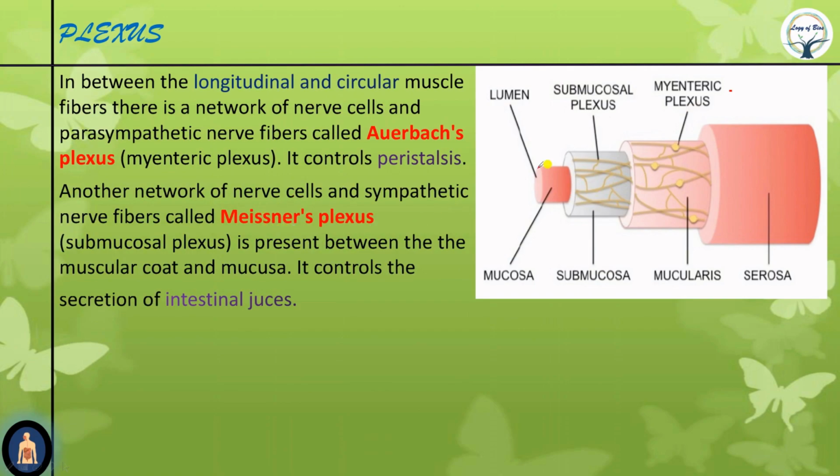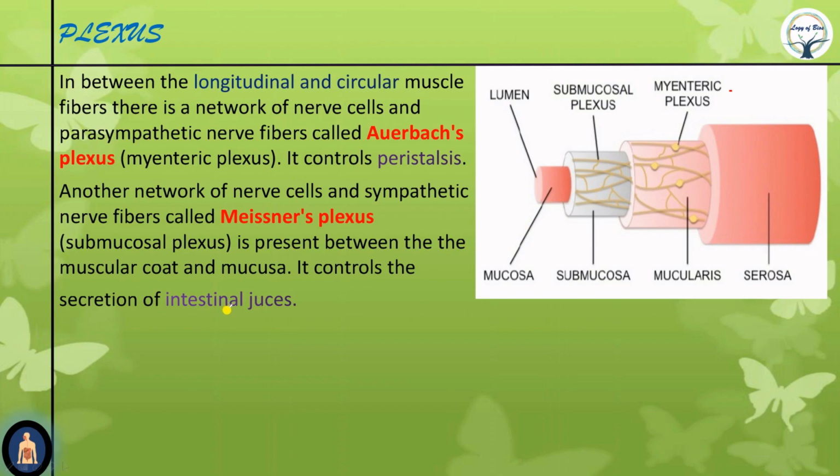And the second plexus is Meissner's plexus or submucosal plexus. Submucosal plexus is our second hero. This is located between the muscularis layer and mucosa. That means within the submucosal layer. Okay, this is located within the submucosal layer, and it controls the secretion of intestinal juices.